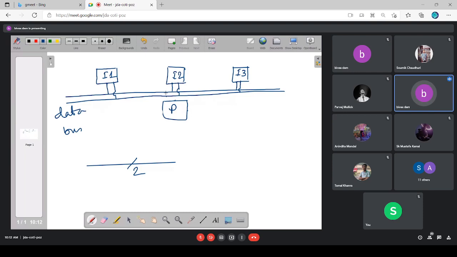Similarly, the processor will also be. So whenever one particular input device is ready for the data, it will place the data onto the data bus, and the processor will readily accept whatever data is present inside the data bus. The processor will accept the data and act accordingly.